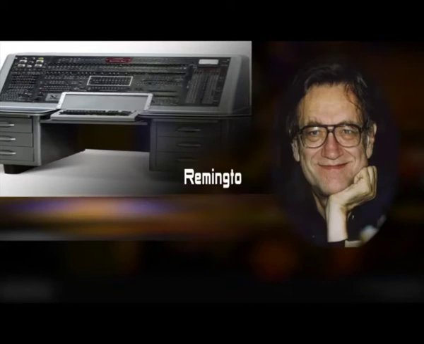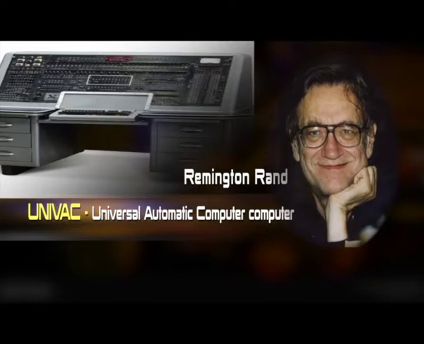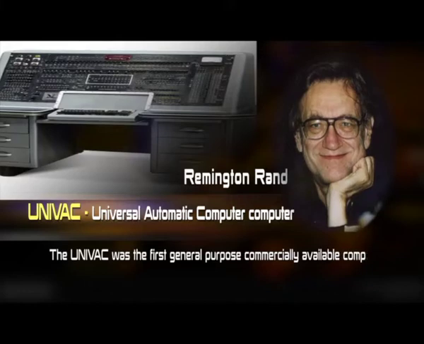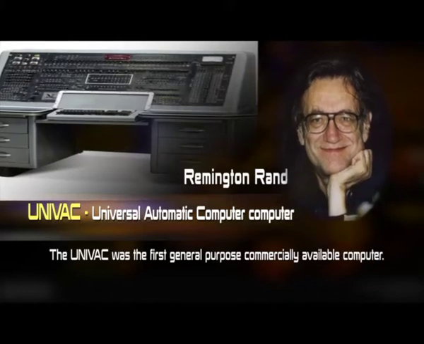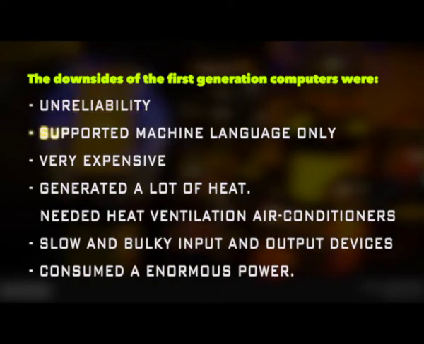The programming of the computer was done in machine language. Ted Rand designed the Universal Automatic Computer UNIVAC. This computer was designed specifically for business and data processing application. The UNIVAC was the first general purpose commercially available computer. The downsides of the first generation computers can be summarized as unreliability, supported machine language only, very expensive, generated a lot of heat, needed heat ventilation and air conditioners, slow and bulky input and output devices, consumed enormous amount of power.